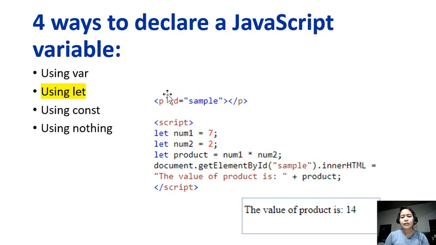That will be displayed in between your p tags, and that is because of assigning this particular ID with the value "the value of product is", and then take note of the plus sign, because you could add your string, the value of product, and the value of product into one value. So that's why you display "the value of product is 14" if you're going to run this code.